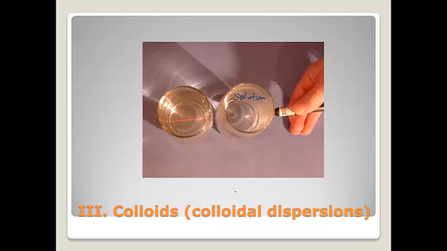Notice there's a laser pen right here shining a beam, but you can't see the beam in this section right here. When it exits this one and goes through this solution, which is a colloid, you do see the laser beam, because the particles in here are big enough that they scatter the light upward in all different directions, so you can actually see the beam.